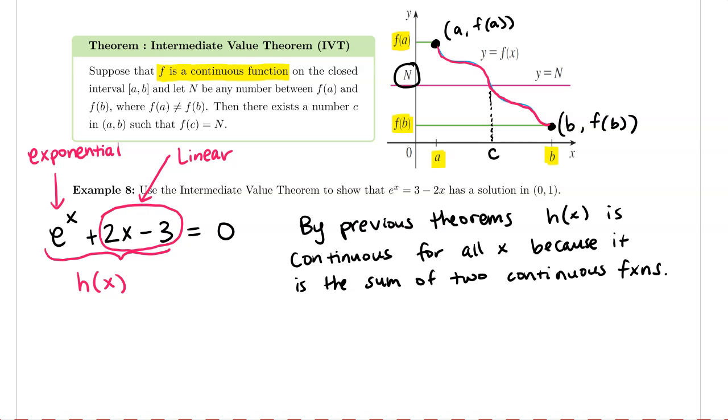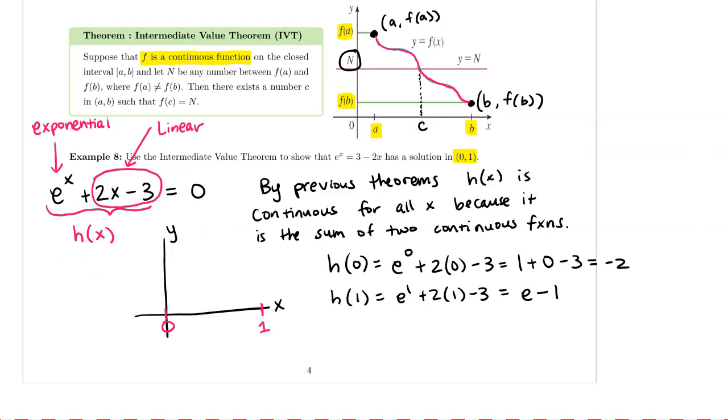Now, where do we go from here? Well, I want to now think about the graph of my function. So here's my y-axis, here's my x-axis, and I want to show that this function now is equal to 0 somewhere between x equals 0 and x equals 1. So let's just say we have x equals 0 here and x equals 1 here. Now, what I can do is I can evaluate my function h of x at x equals 0 and x equals 1. So let's go ahead and do that.